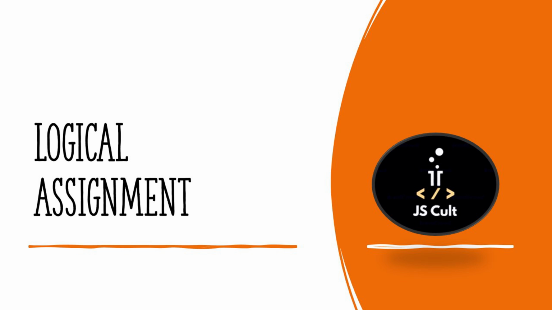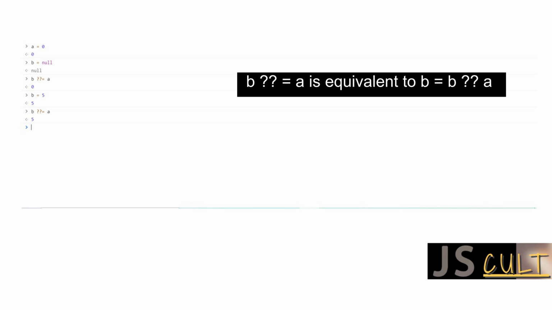Last but not the least, logical assignment is a very simple change but really helpful. First example is of logical nullish assignment. Here we have two variables, A is 0 and B is null. So just like any other assignment operator, since B is null, this will evaluate the right hand side of the operator, that is the value of A. Therefore the output is 0 here.